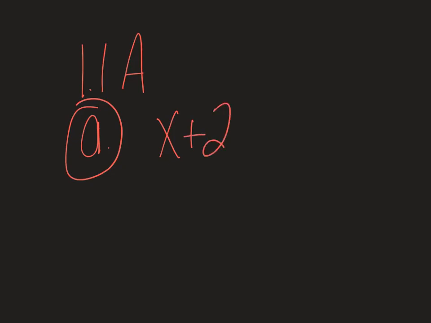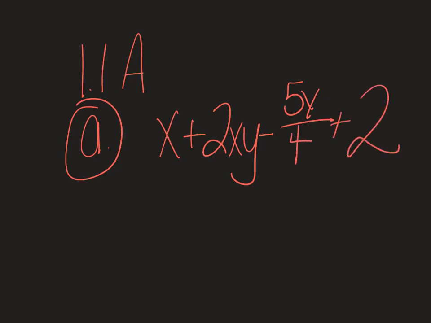All right, so let's look on page 3 at 1.1a. And let's look at a. Okay, so you have x plus 2xy minus 5y over 4. I think they already tell you the answer, but we're going to talk about it anyway. So they want to know how many terms there are in this expression. 4. There are 4 terms. Did they tell you the answer in your book? Yeah. Because they do in mine too.